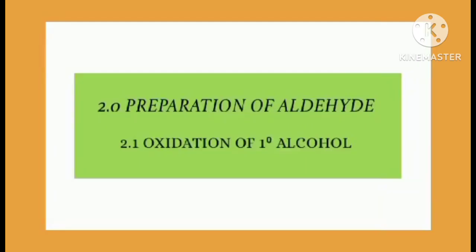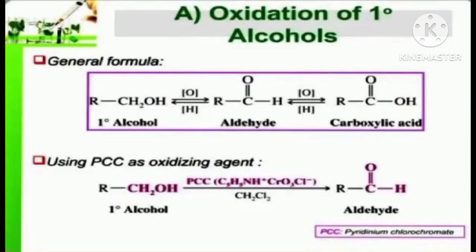Preparation of aldehyde. Oxidation of primary alcohol. General formula: R bonded to CH2OH, which is primary alcohol, will be added to oxidizing agent and will form aldehyde. And also primary alcohol will be added a strong oxidizing agent and it will form carboxylic acid. Primary alcohol can be oxidized to either aldehydes or carboxylic acid.